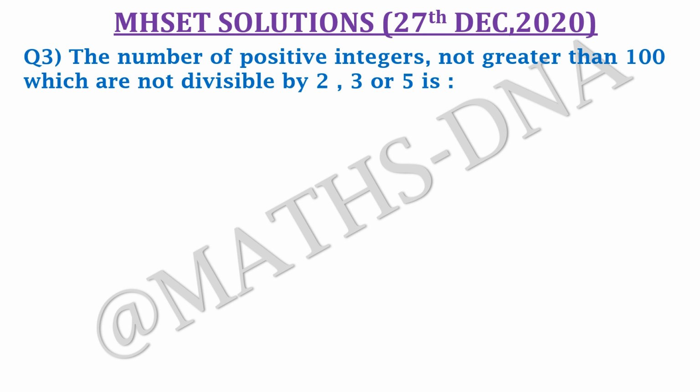The question is: the number of positive integers not greater than 100 which are not divisible by 2, 3 or 5 is. The options are A 20, B 25, C 26 and D 30. So let us begin and solve this question. But before that, I would recommend that you pause the video over here and try it by yourself once.